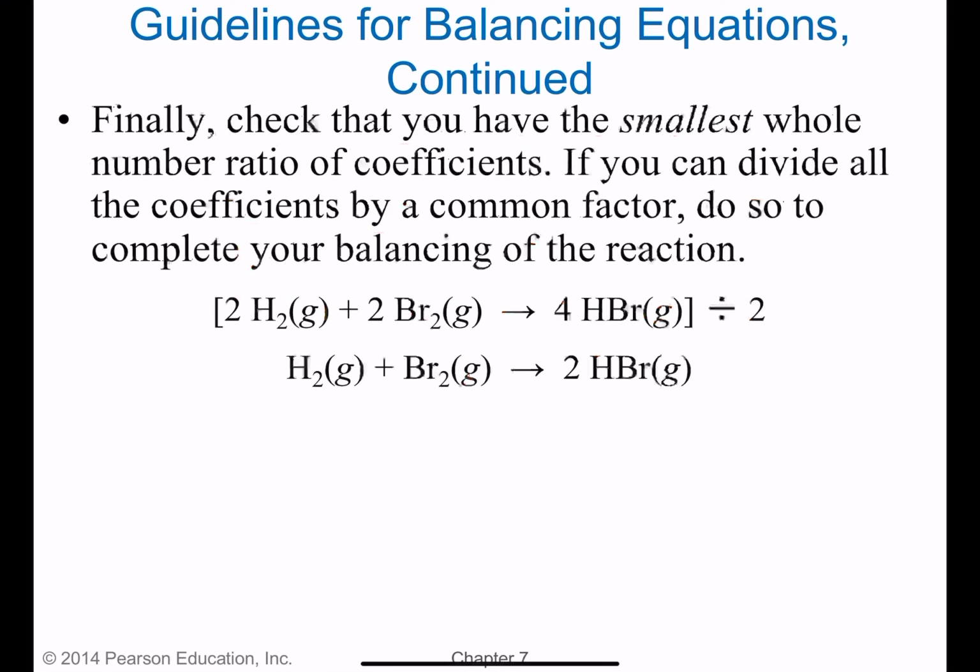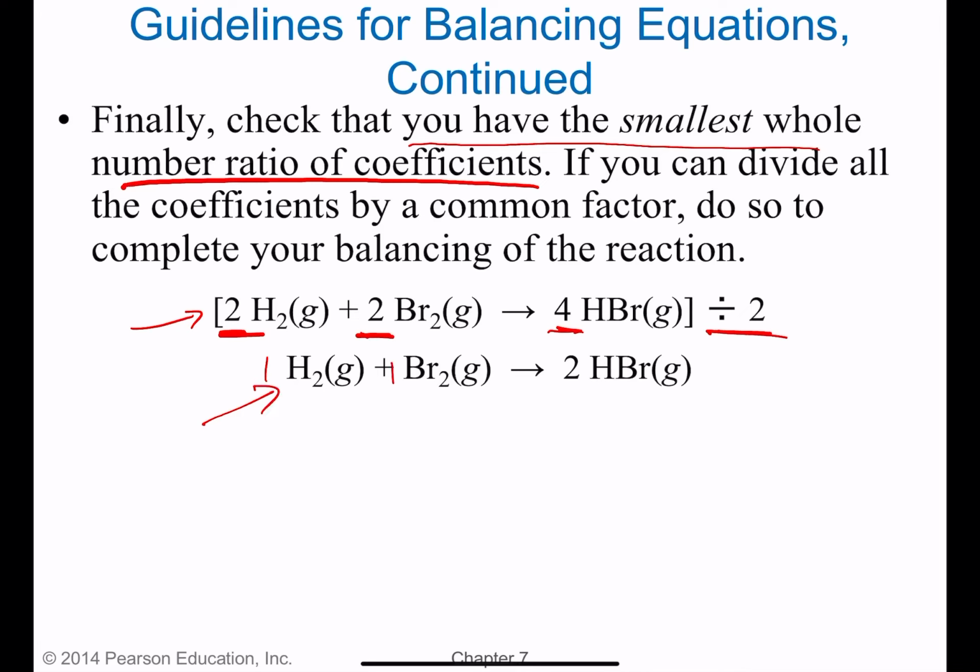Finally, check that you have the smallest whole number ratio for the coefficients. So for example, this one, we were given this chemical equation and they balanced it and got 2, 2, and 4. Notice that 2, 2, and 4 are all divisible by 2. So we can simplify our answer by just having 1, 1, and 2 for our coefficients. So that's what we mean by this smallest whole number ratio. If you can divide all the coefficients by some common factor, do that to get your final answer for a balanced chemical reaction.